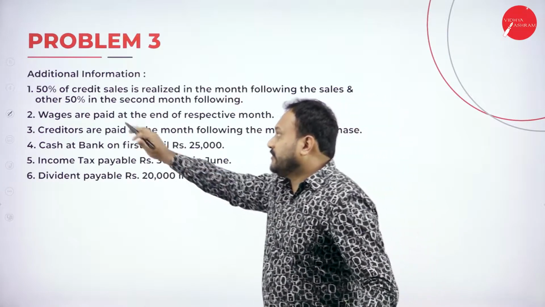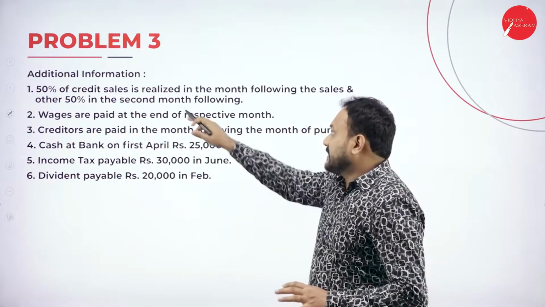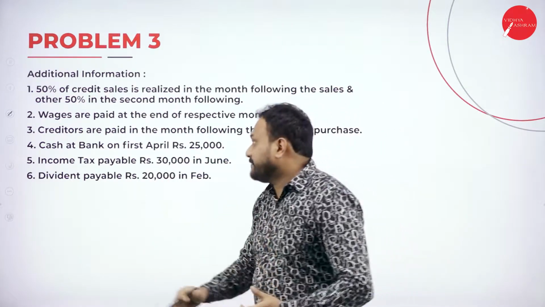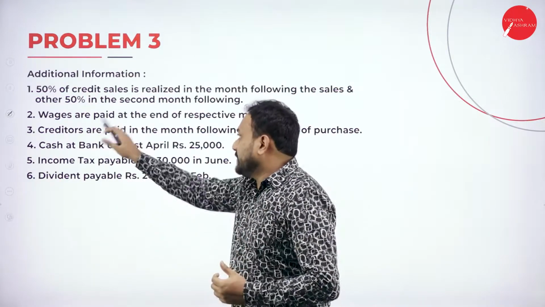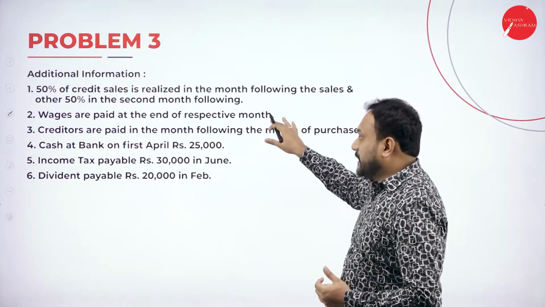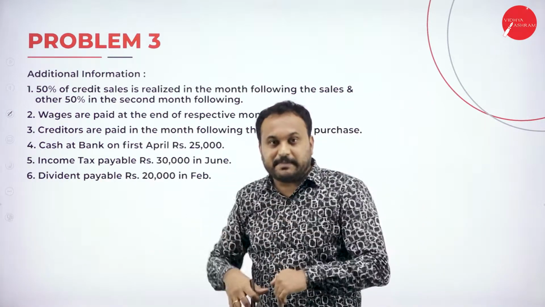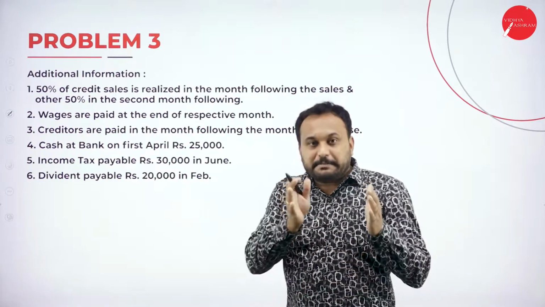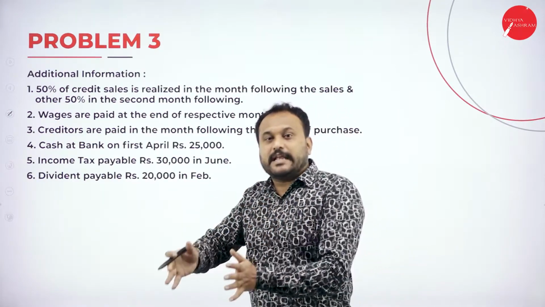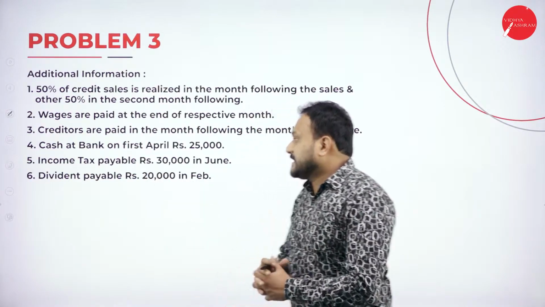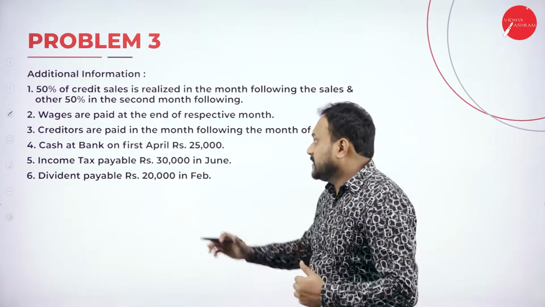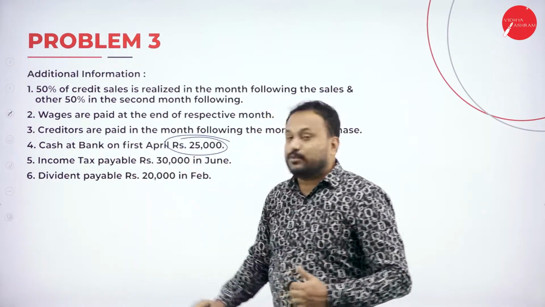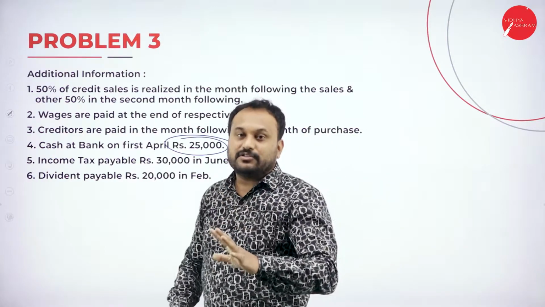Let's go with the additional information we have. The first information they say is about credit sales. Now sales is all about receipt. Let's check how much expenses we have. Wages is expenses. They say it is paid at the end of the respective month. Respective month means in the same month. They can tell you after 15 days, 11 days, whatever it is, that particular month you will put it. Creditors are paid, and creditors again are expenses. Cash at bank on 1st April is 25,000. So this is the opening balance of April.